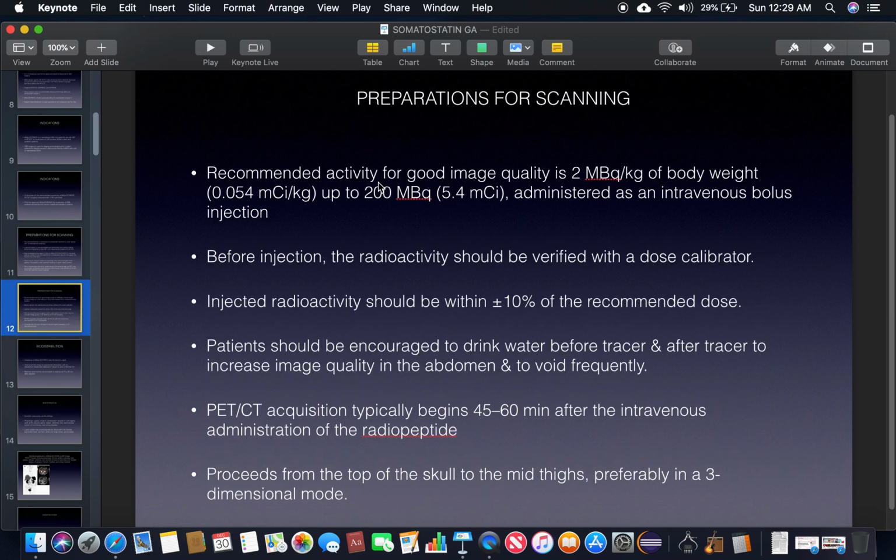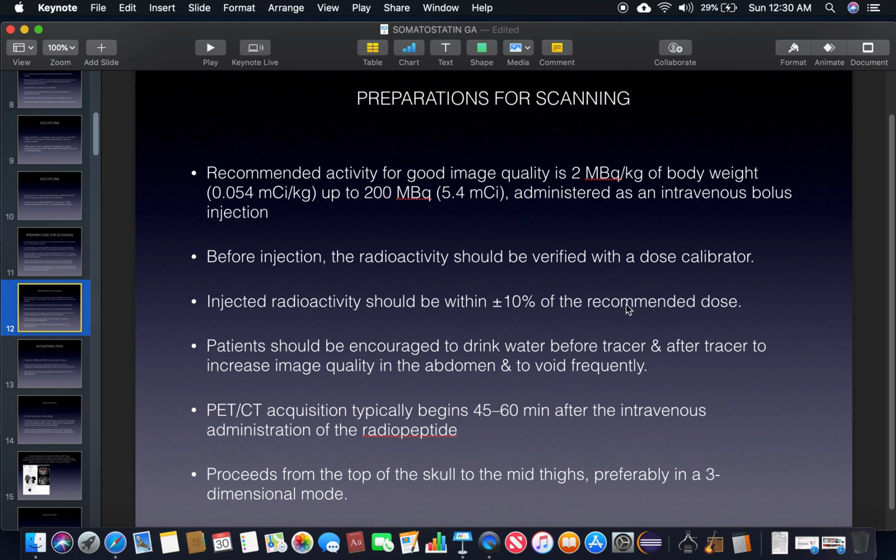Typically, we use a dose of 2 megabecquerels per kilogram body weight, which amounts to 0.0554 millicuries per kilogram, up to 5.4 millicuries. This is given as an IV bolus injection. The amount needs to be verified, and the dose should be within plus or minus 10% of the recommended dose.